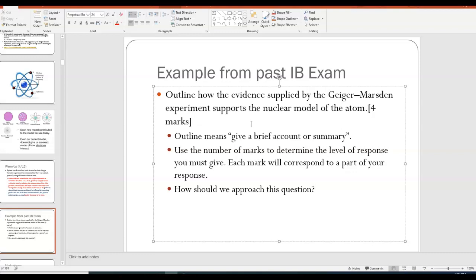Okay, so I want you to pause here and see if you can answer this question. Outline how the evidence supplied by the Geiger-Marsden experiment supports the nuclear model of the atom.